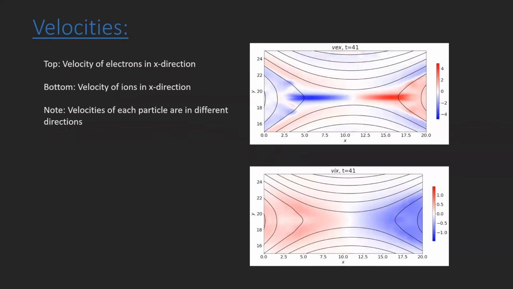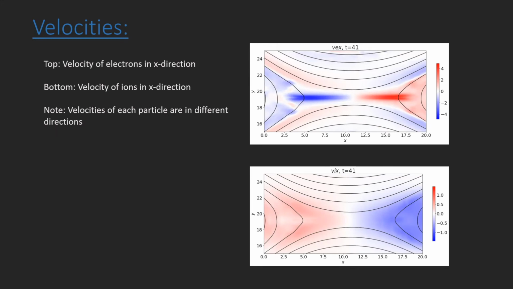And we also plotted the velocities of the ions and electrons. So you can see in the top, this is the velocity of electrons in the x direction. And on the bottom, this is the velocity of ions in the x direction. And you can see that the electrons tend to stay in this kind of flatter shape, and that's because of the current sheet, as previously mentioned. And also, the electrons and ions are moving in different directions, and that's because their movement is caused by the magnetic field, and therefore the opposite charges of ions and electrons will cause them to move in different directions.